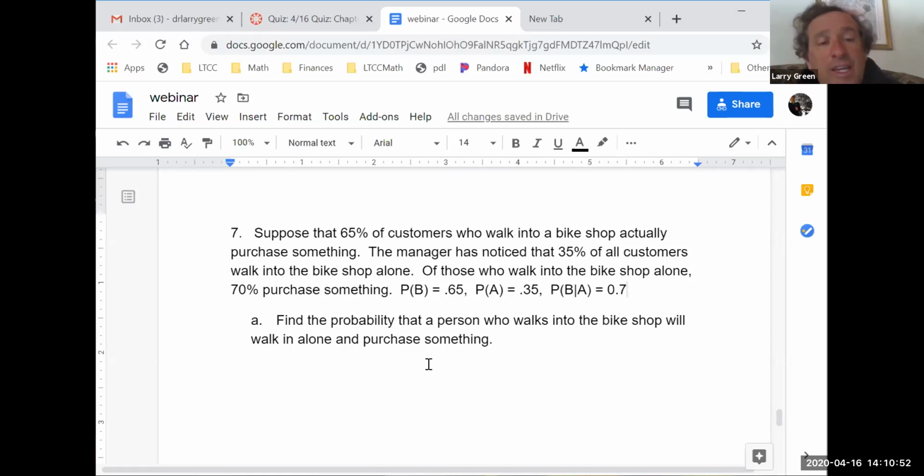If you could do this, none of these problems are hard, but you have to be able to read a paragraph and write the symbols. If you can't do that, you're not going to be able to answer these questions correctly. Okay, so now let's read part A. Find the probability that a person who walks in the bike shop will walk in alone and purchase something. What's that the probability of?